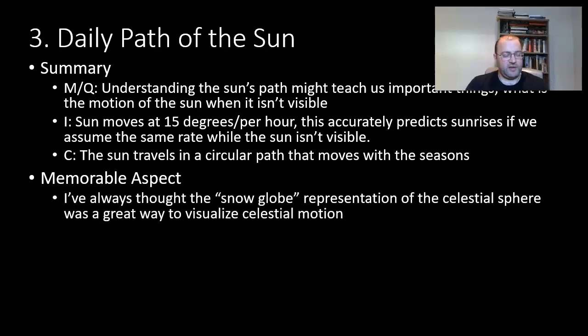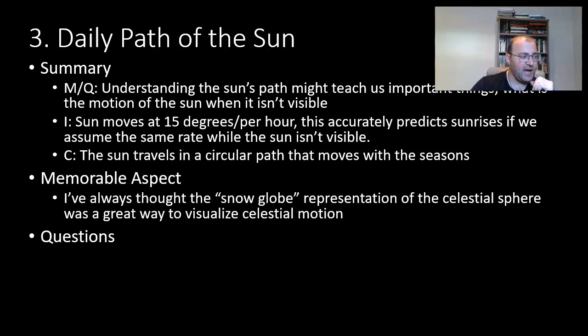Now, one of my favorite things about this idea is I really like this snow globe representation of the celestial sphere, where you present the Earth that an observer would be standing on as a flat plane, and then the celestial objects as on a dome over their head and then moving through different locations of that dome. I think it's a very good way to visualize celestial motion, particularly for people who haven't thought about it much before. So I think that's a good thing to do. Always found that particularly useful.